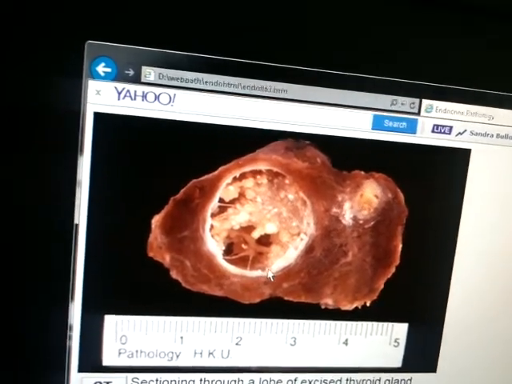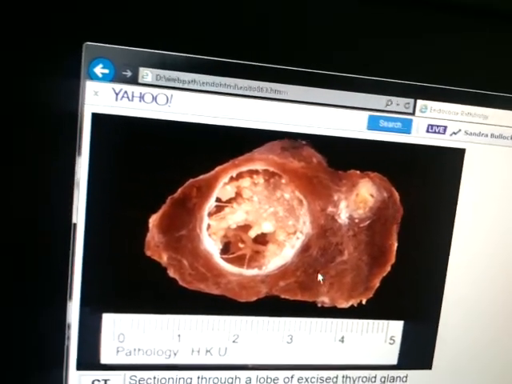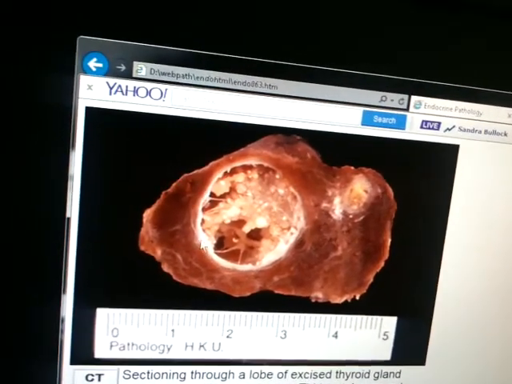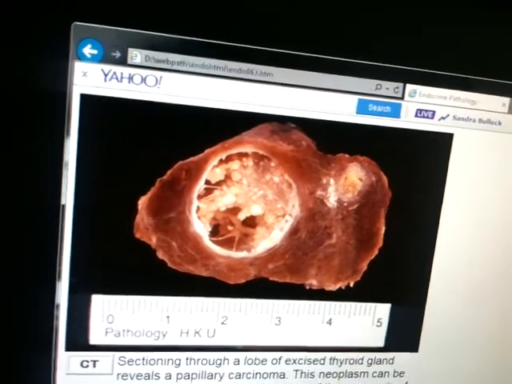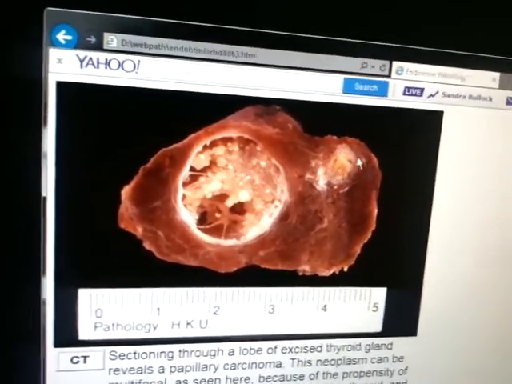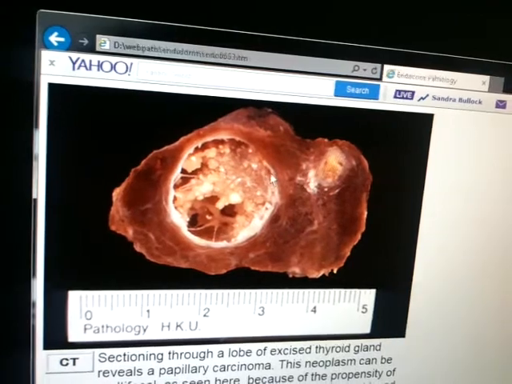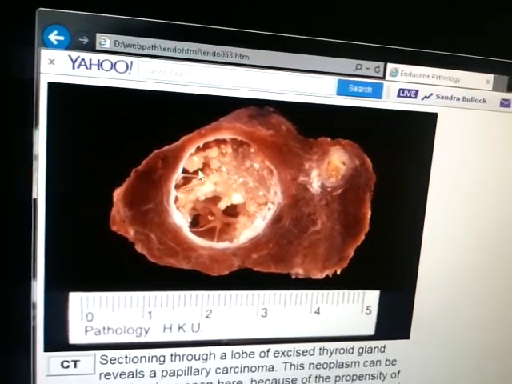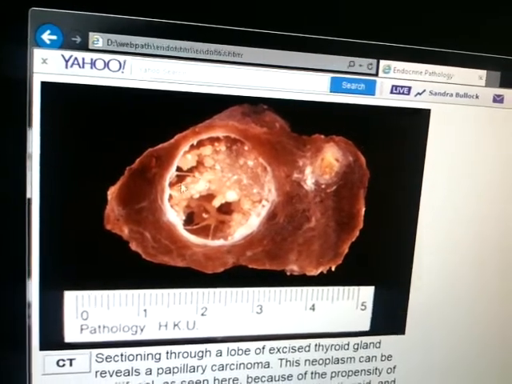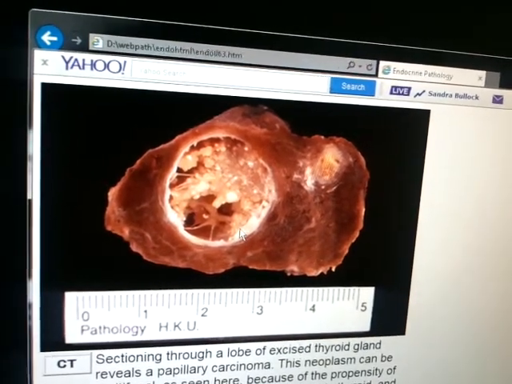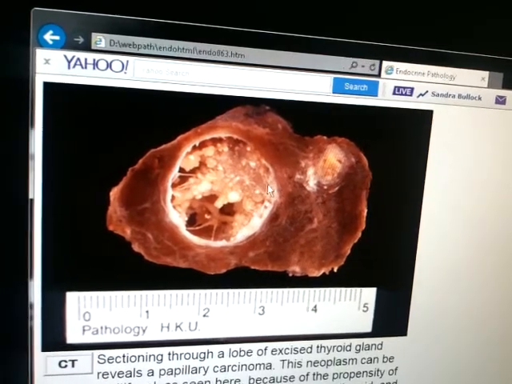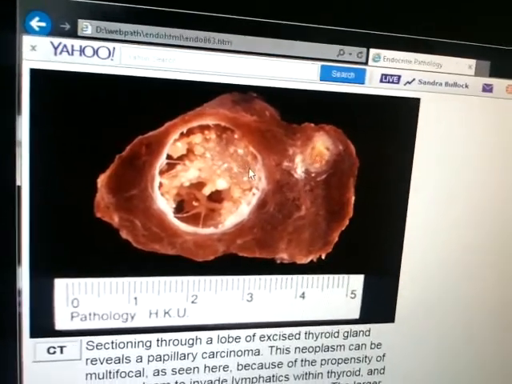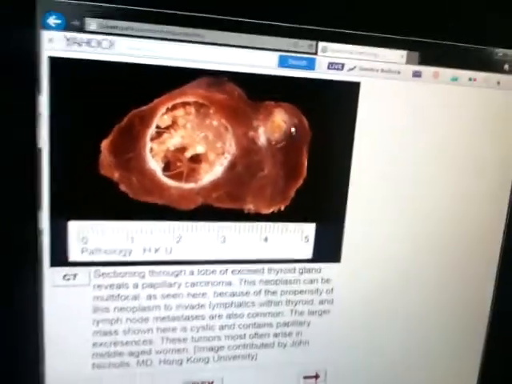A cut section through a thyroid lobe. This is the normal thyroid tissue, and here a large cystic or cavitary lesion with another small one adjacent. The large lesion contains papillary structures. Here is the papillary lesion filling the cavity. This is a case of papillary thyroid carcinoma, and this is the satellite lesion.